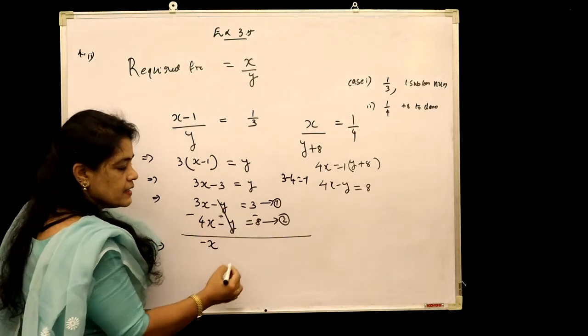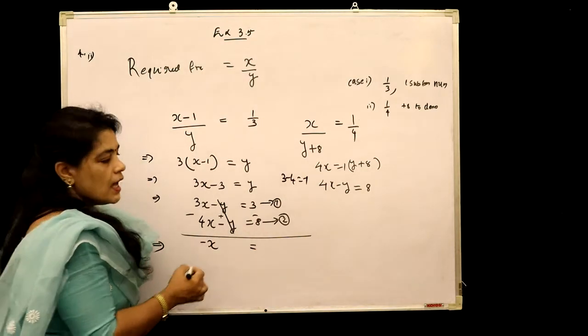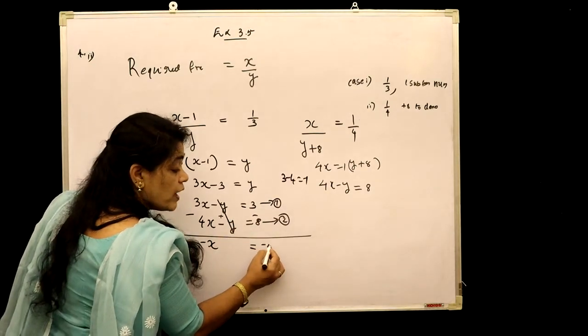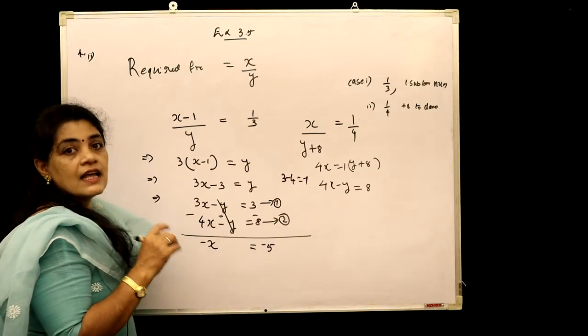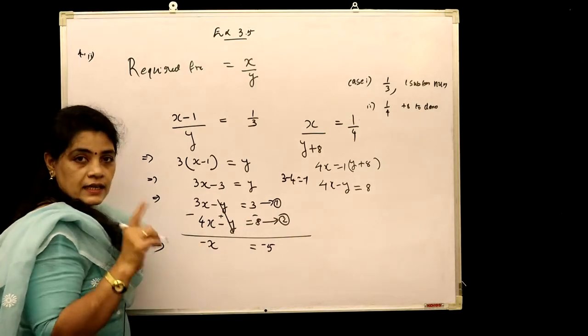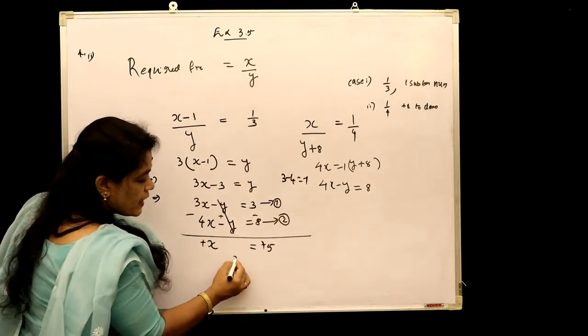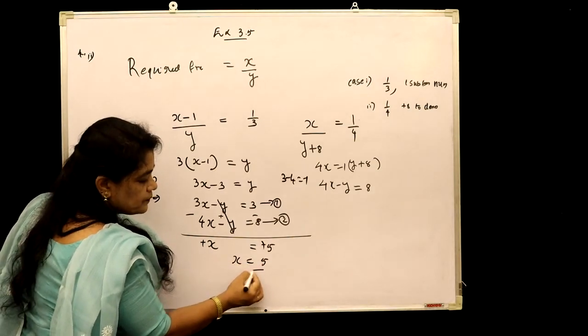This term gets cancelled. Here in the RHS, 3 minus 8, that is negative 5. 8 minus 3, and its sign is negative, since 8 has a negative sign. So a negative gets cancelled. So x is equal to 5.